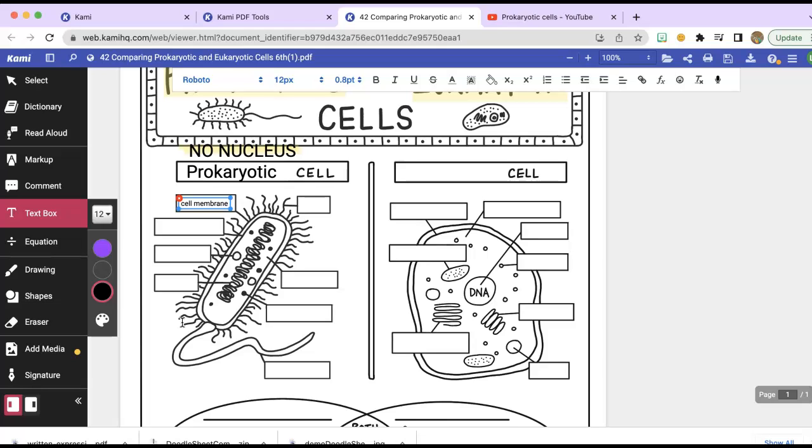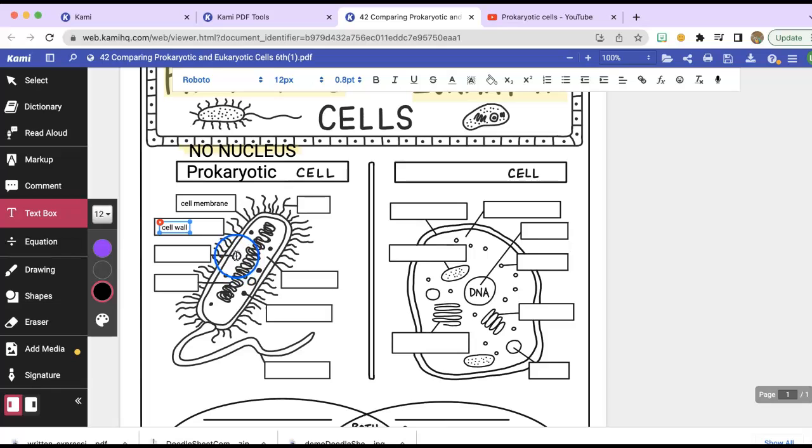Okay. The next thing we're going to add is the cell wall. The cell wall is different from a cell membrane. We will learn more about the cell wall later. So in this box, you're writing cell wall. Okay. You find cell walls in plant cells. We only talked about an animal cell yesterday, but in your prokaryotic cell, it does have a cell wall.